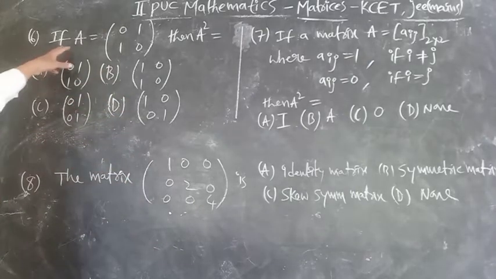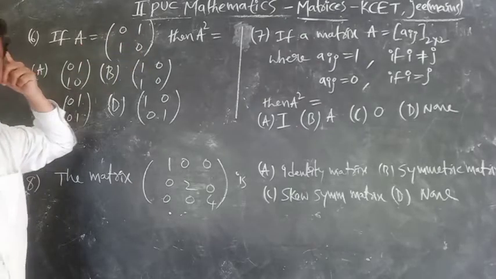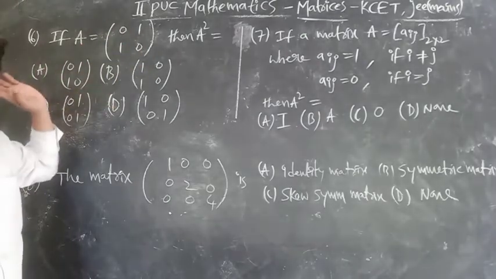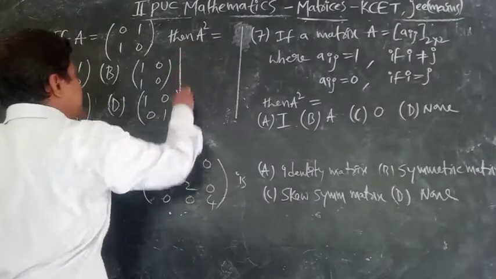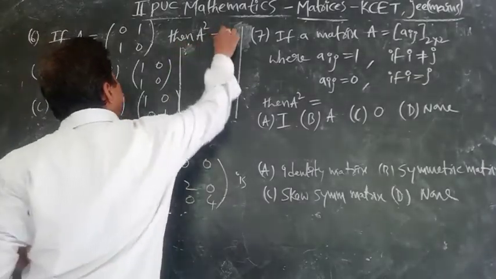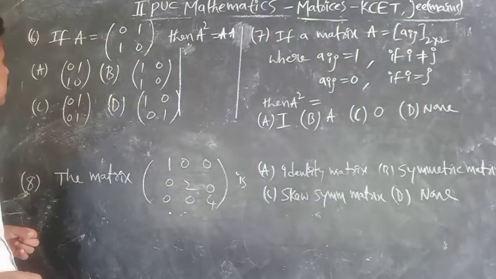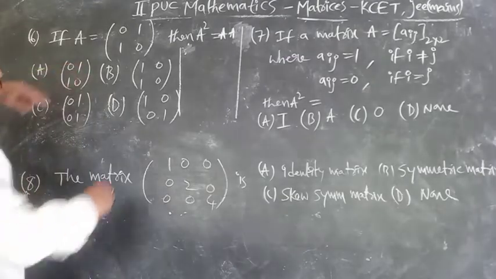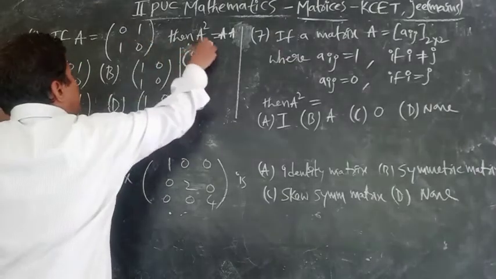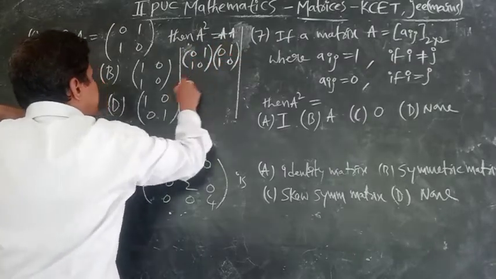Sixth question. If A is equal to 0, 1, 1, 0, then A square is equal to. So here answers are given. So A square is nothing but what? A square is nothing but A into A, a multiplication of matrices. So A into A. So 0, 1, 1, 0 into 0, 1, 1, 0, multiply.